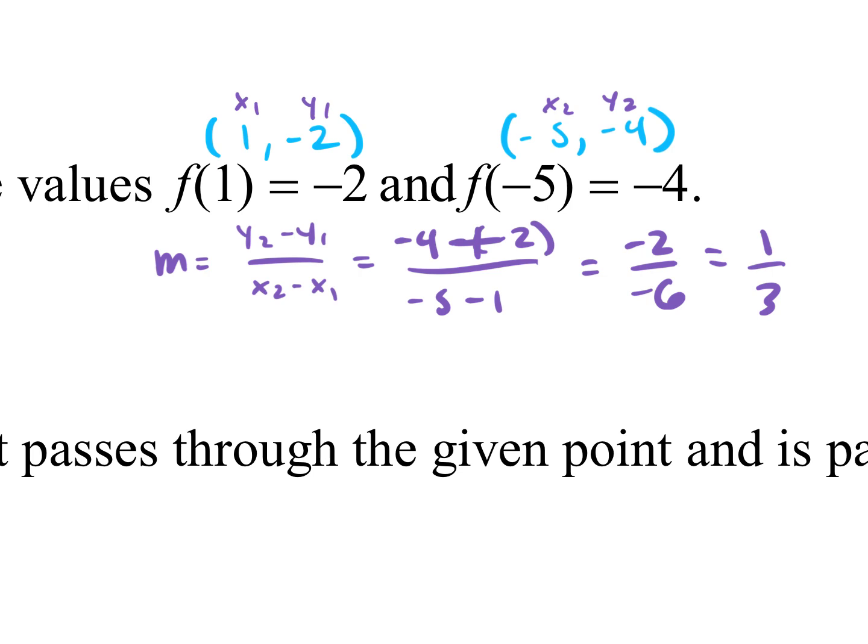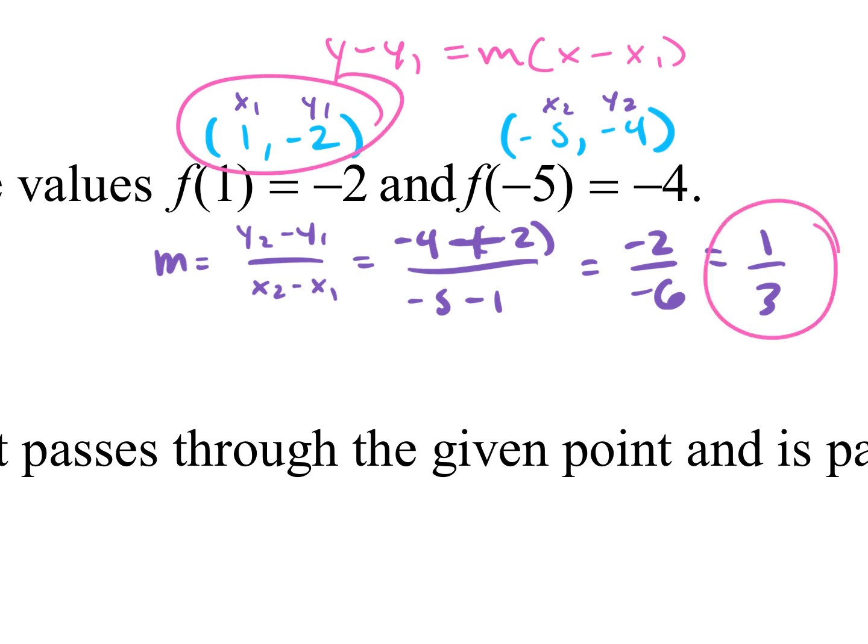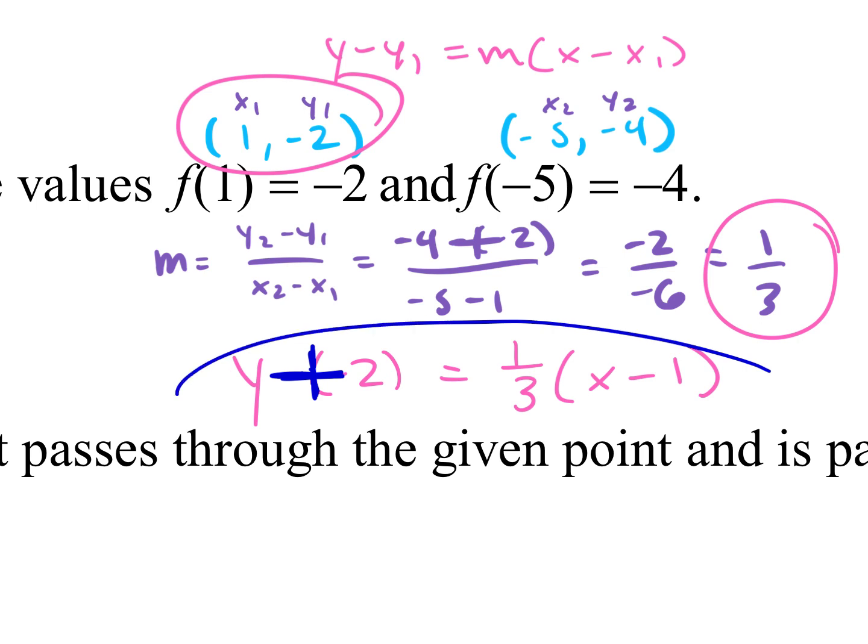So let's plug it into point slope form. Y minus y1 is equal to m times x minus x1. So I can use my x1 and y1 and my m. So y minus -2 is equal to 1/3 times x minus 1. What happens when I have minus a negative? It becomes a plus. So don't forget to change that to a plus sign. So that would be my equation in point slope form. So if it doesn't give you the slope, you have to find the slope first.